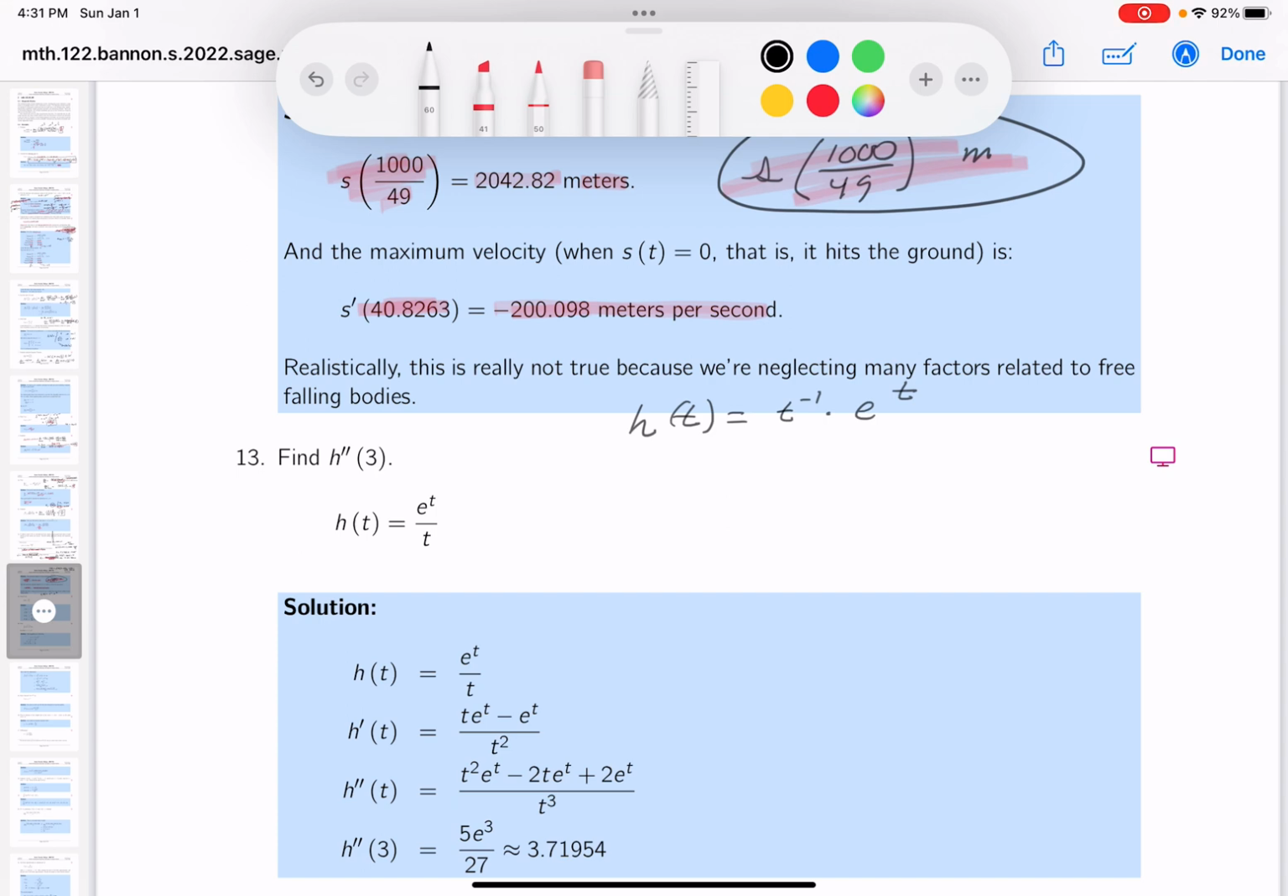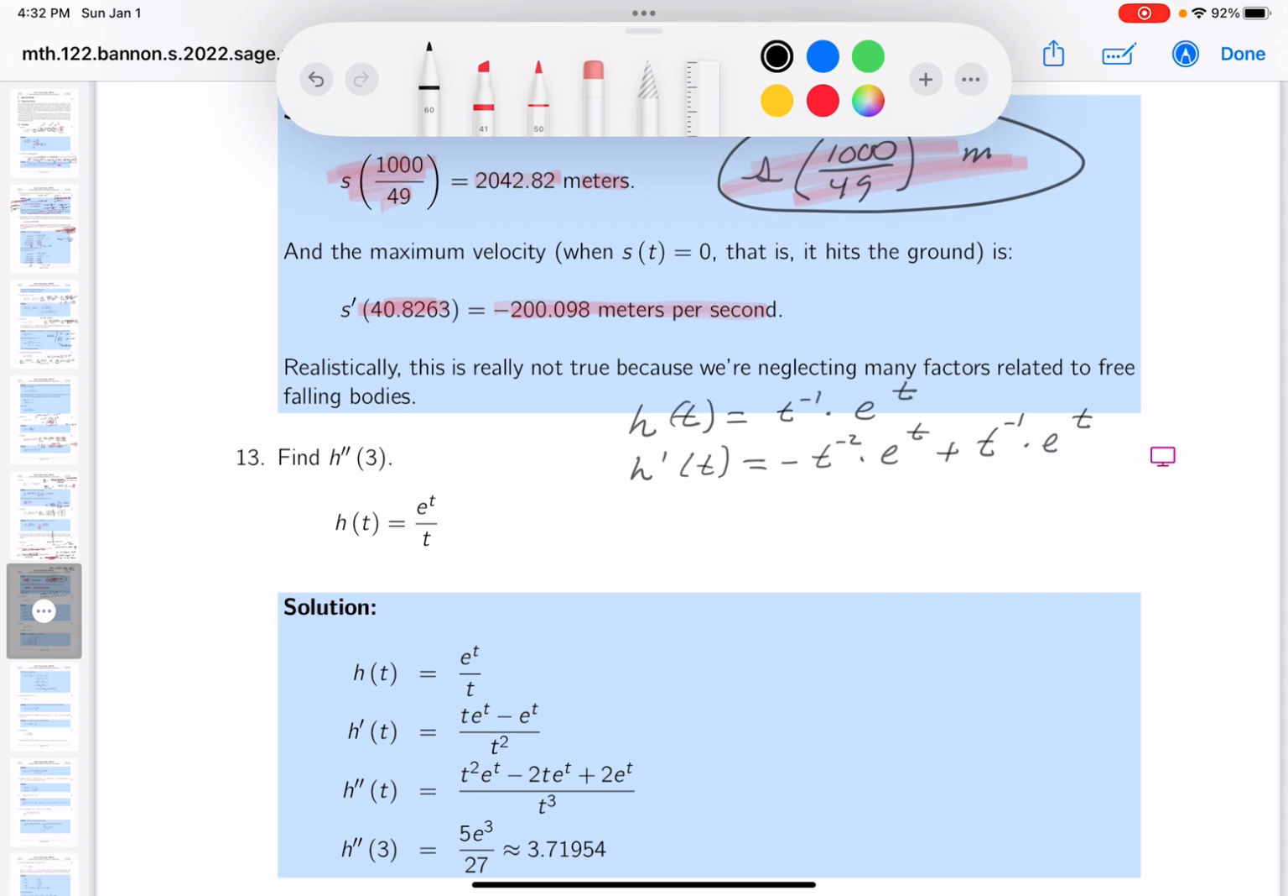Again, it's meant to make it easier. I don't know, you have an opinion. Everyone has an opinion about what makes things easier. But let's take a look. So let's put the h prime. And what do you get there? Let's see. The derivative of the first function is minus t to the minus 2 times e to the t, plus t to the minus 1 times e to the t. Well, that's not so bad.